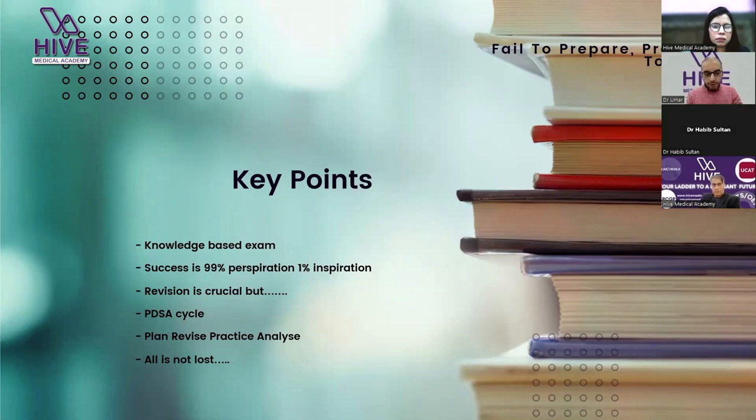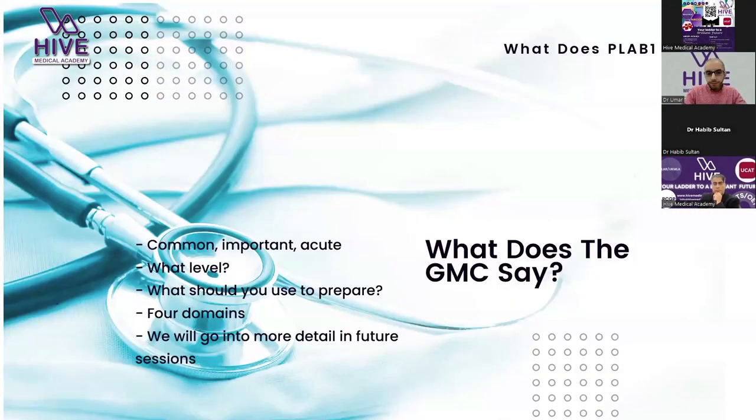Even if you feel like you are not prepared, not equipped, you don't know where to start, that's where we come in. All our team are based in the UK. We've all either graduated from the UK or worked in the UK for many, many years, decades in some cases. We've been examiners, we've been supervisors, and we know exactly what is required, what the GMC wants from you. And so that's how HIVE can help you get through your PLAB 1.